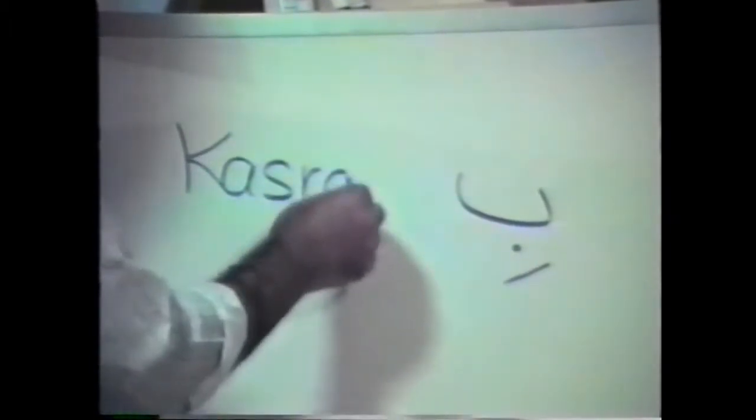This is the letter ba, and to make it sound B, you put a slanted dash under it. This vowel is called kasra. Kasra.